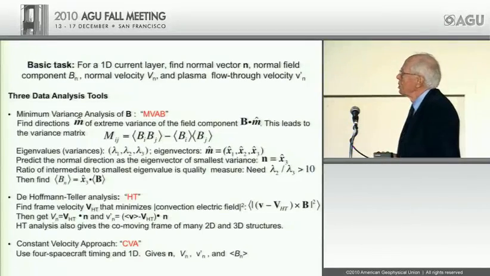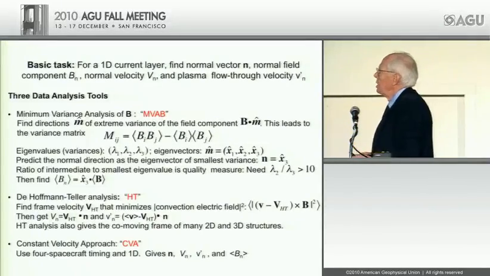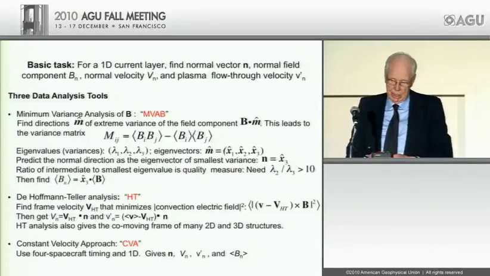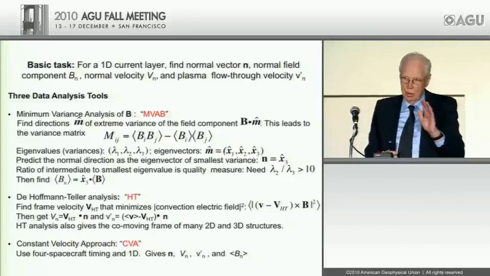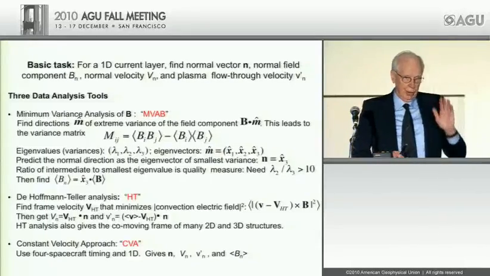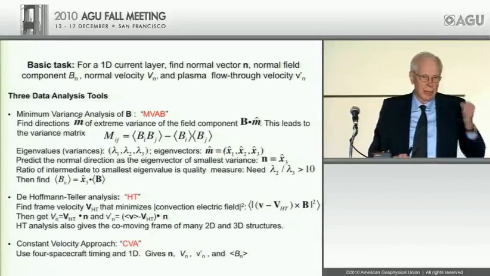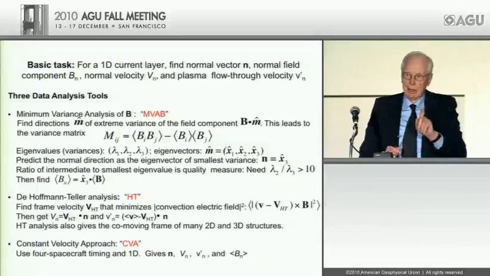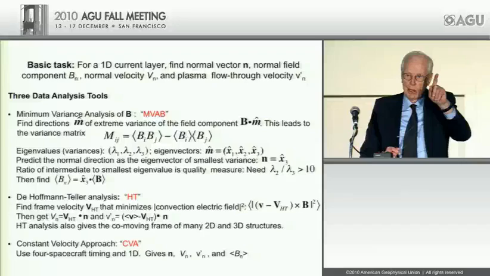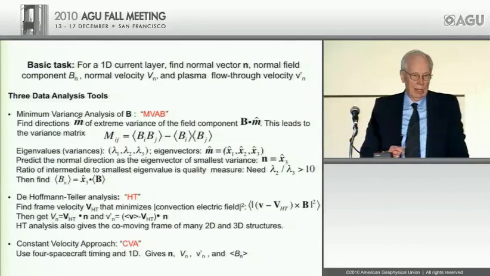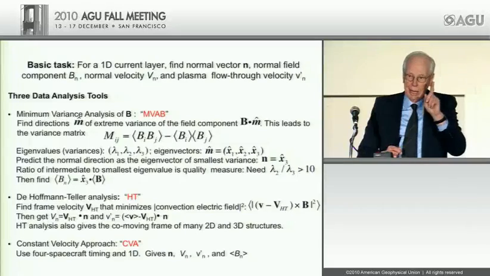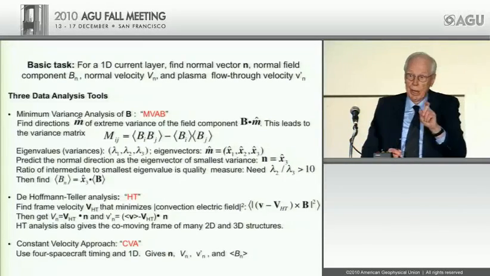And then the next step is to predict the normal direction as the eigenvector of the smallest variance. Now this looks like you're on solid ground here. If you believe in Maxwell's equations, divergence of B is 0, and in one dimension that means that the normal component of the magnetic field doesn't change with space. If you believe in Faraday's law in addition, you can conclude that it also does not depend on time.